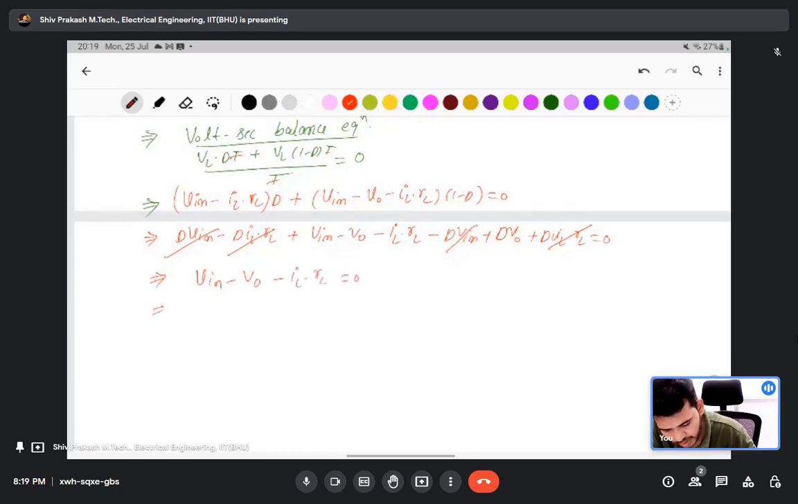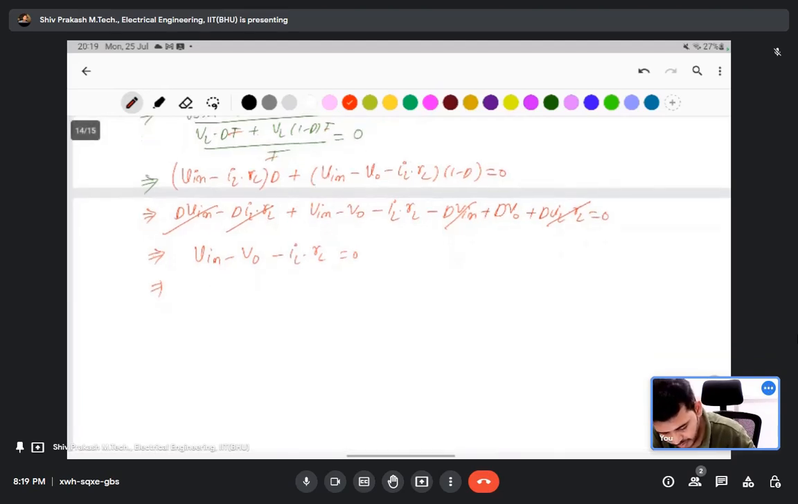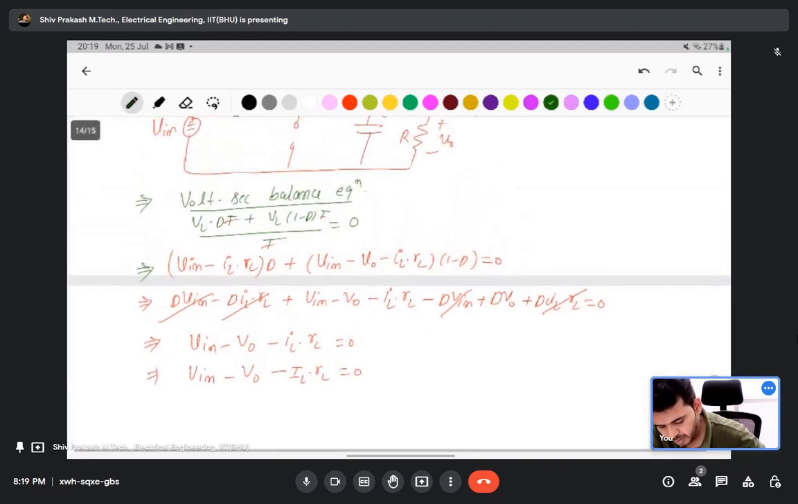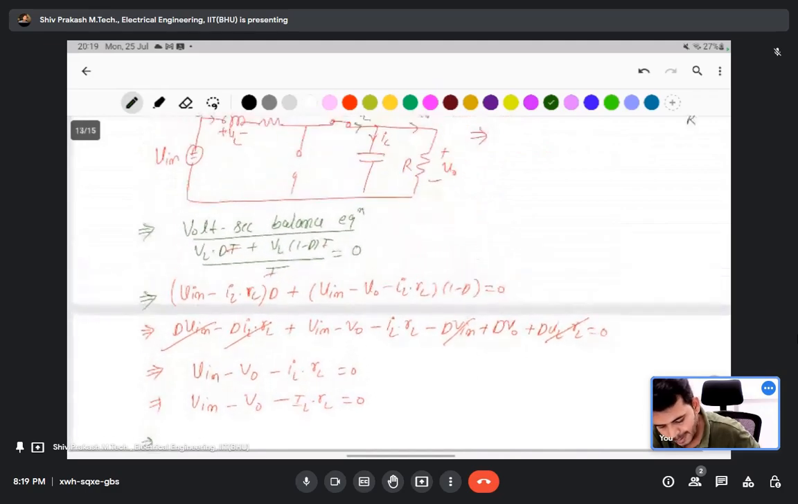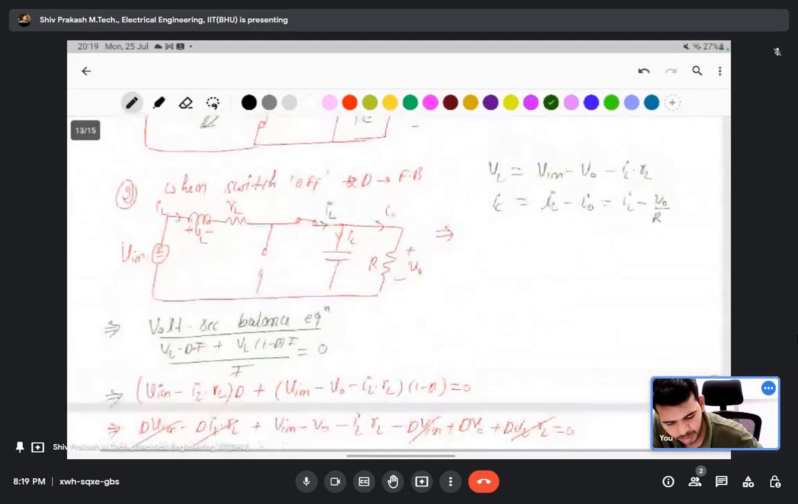Because this is the average equation, you can replace IL with the capital IL, the average IL. After that, you solve this equation and you solve for IL.